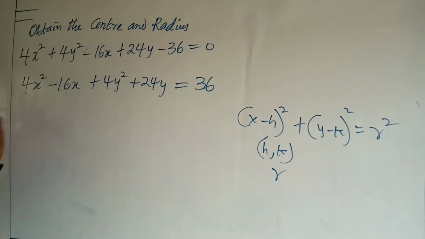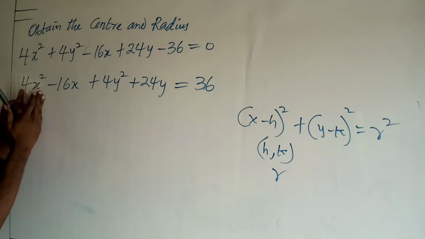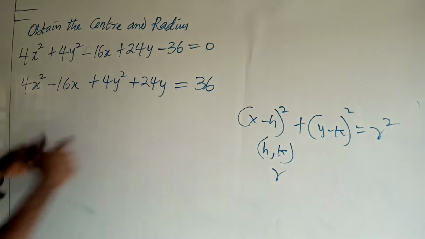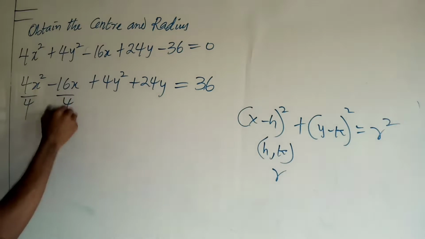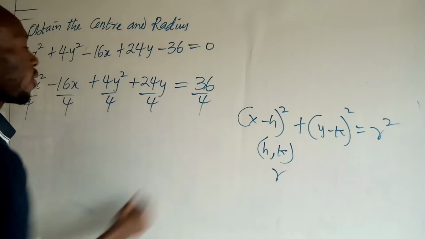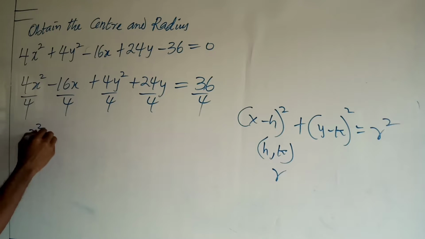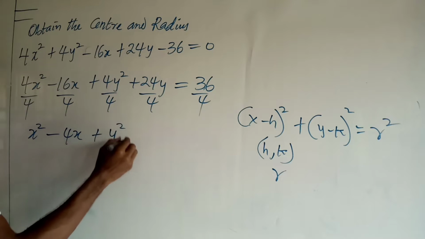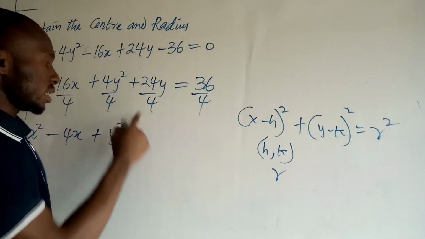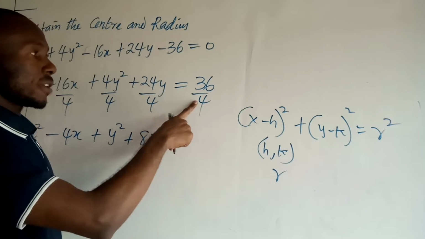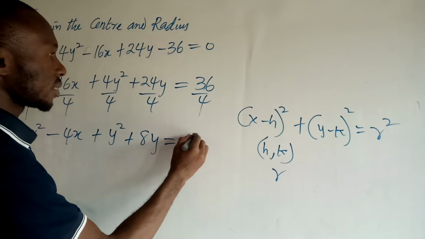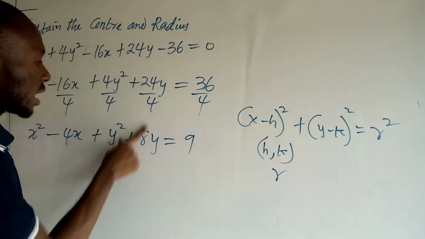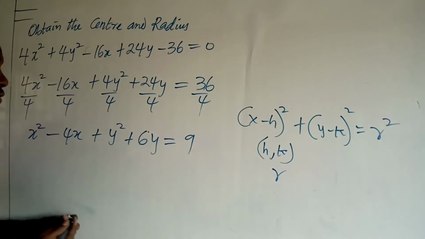Now you can see that if we want to complete the square of x, we need to divide both sides by the coefficient of x, which is 4. So I'll divide all the sides by 4. For now I have x squared minus 4x plus y squared plus 24 upon 4 is 6y, and this gives me 9, because 4 times 9 will give me 36. Oh, here is 6, sorry, 6y. Okay, yeah, thank you for that.